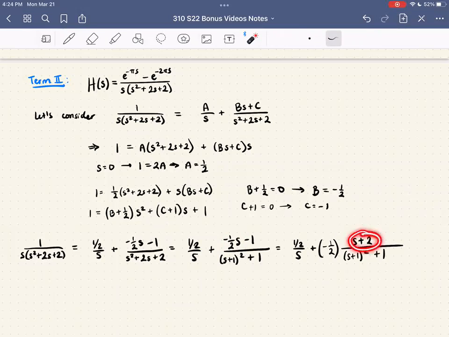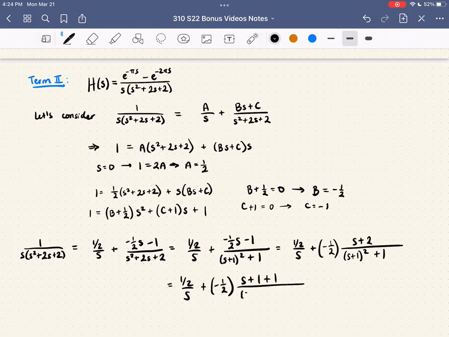But I can rewrite s plus 2 as s plus 1 plus 1 and then split things up, and that will look like something that we can take the inverse Laplace transform of using our table. So I have a half over s plus -1/2 times s plus 1 over s plus 1 squared plus 1. And now if I split this sum, this piece looks like something we can take the inverse Laplace transform of, and this piece also looks like something we know the inverse Laplace transform of.